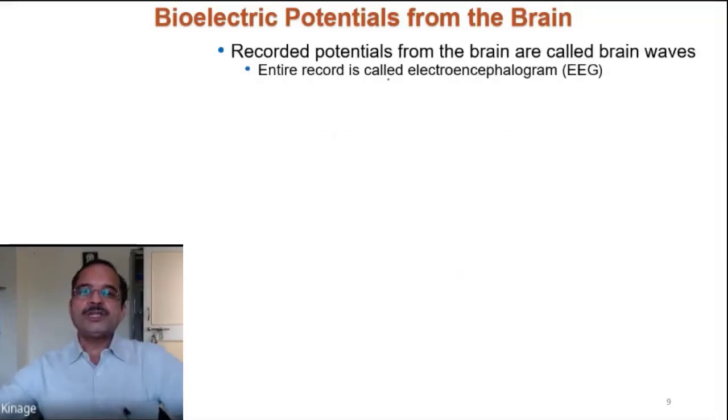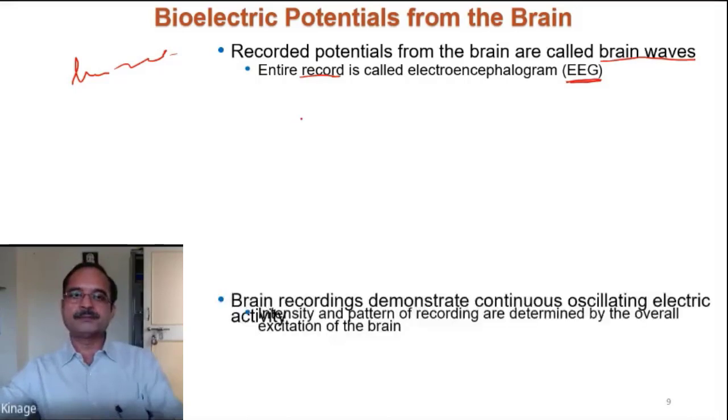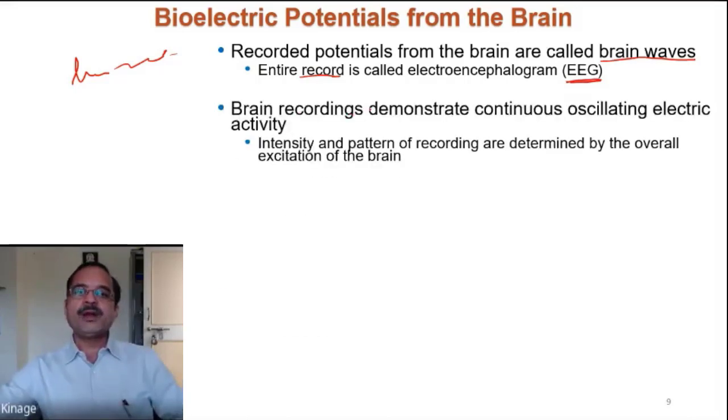Now the recorded potentials from the brain are called brain waves, and the entire record of these brain waves is called the electroencephalogram, that is EEG. The actual graph that you get is called the electroencephalograph. Electroencephalograph and electroencephalogram are two different things. Then, the brain recordings demonstrate continuous oscillating electric activity.